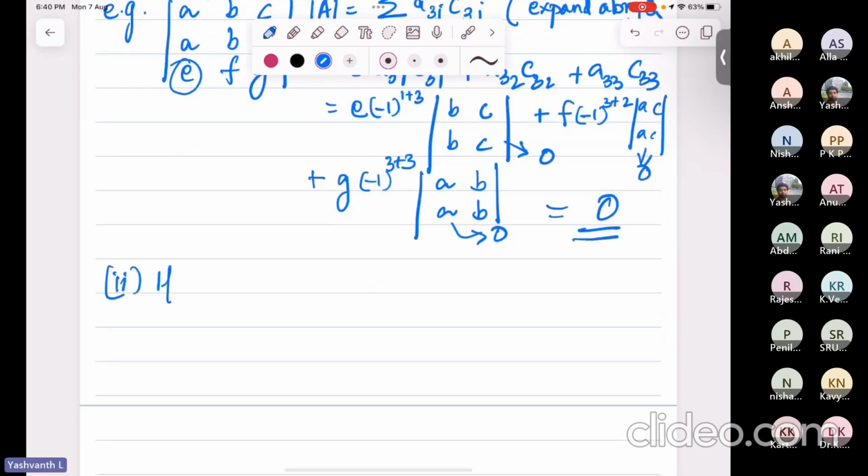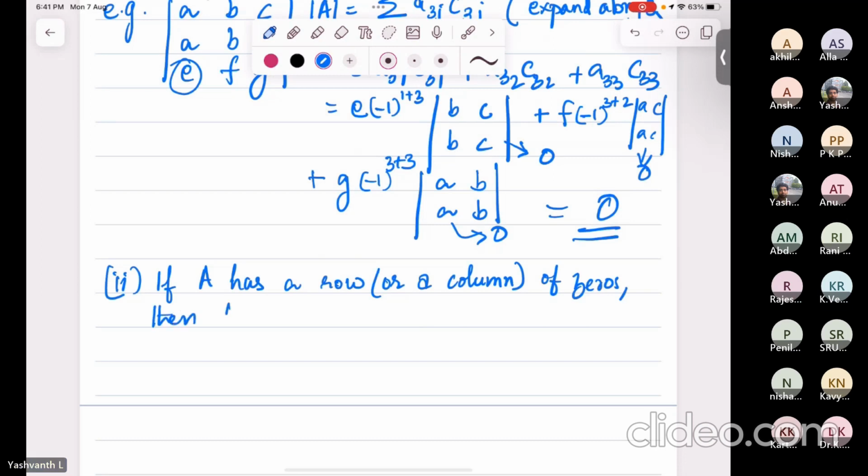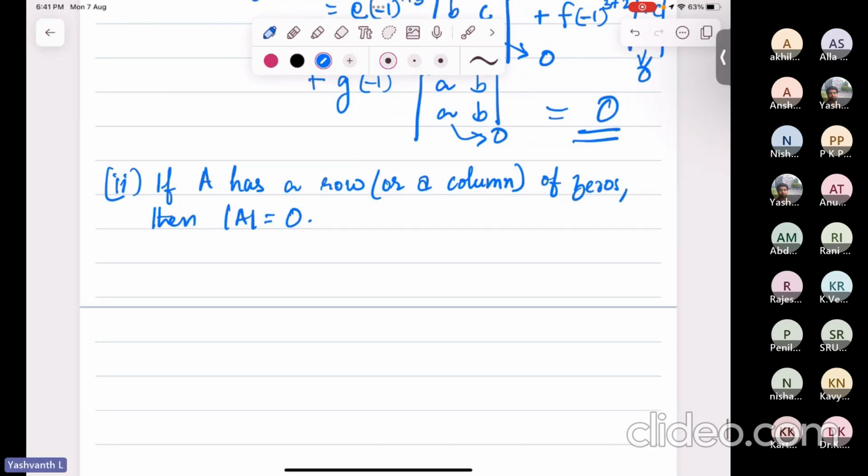Second property, if A has a row or a column of zeros, then determinant of A equal to 0. That is, if it has any 0 row or 0 column, determinant is 0. Okay. Example.